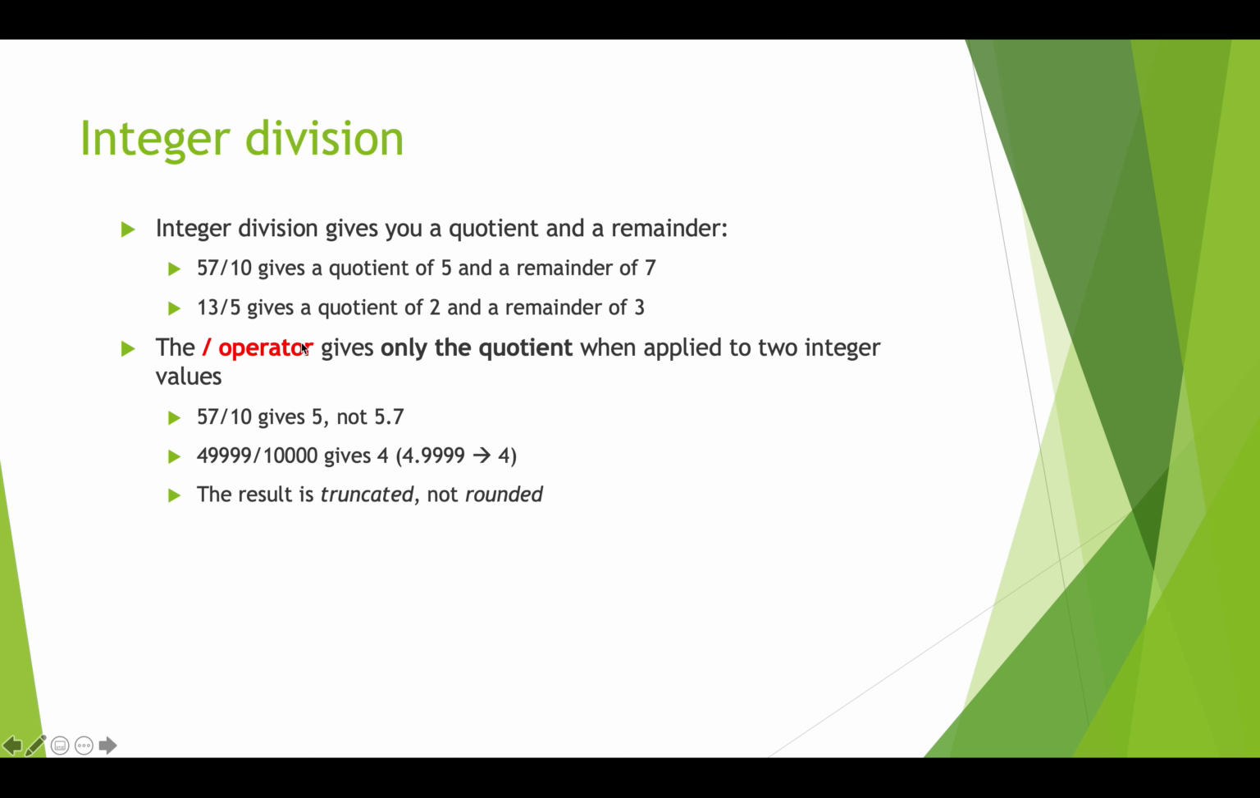So the division operator in programming gives you only the quotient part when you apply it to 2 integer values. In Processing, if we do 57 divided by 10, we're going to get 5. We won't get 5.7, as you would expect if you used a calculator or if you were doing math. 49,999 divided by 10,000 gives you 4, not 4.99. And note that even though 4.99 is really close to 5, this doesn't round up. You just get the quotient. So the result is what we call truncated. It's not rounded.